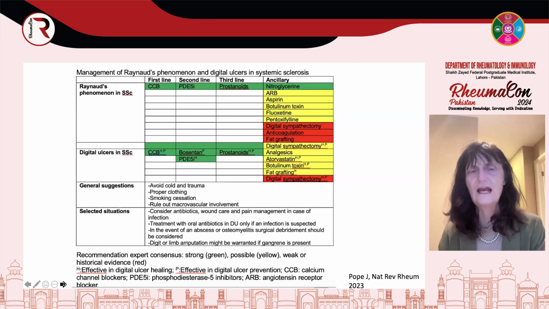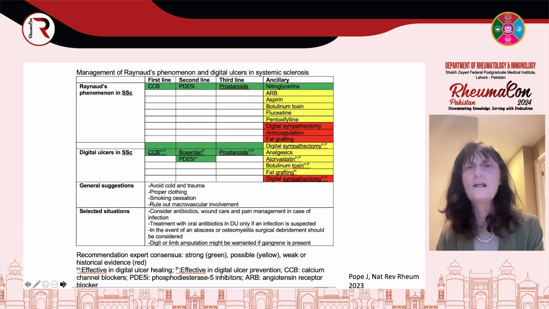So that is looking at nifedipine, amlodipine, felodipine, drugs like that. If not, PDE5 inhibitors, adding or switching depending on tolerability and benefit. And if not, iloprost would be third line. There's other ancillary treatments that might be used. Green has more randomized controlled trial data. A yellow, just maybe one randomized controlled trial or mixed results, and red, anecdotally being used, but no trials, just case series.